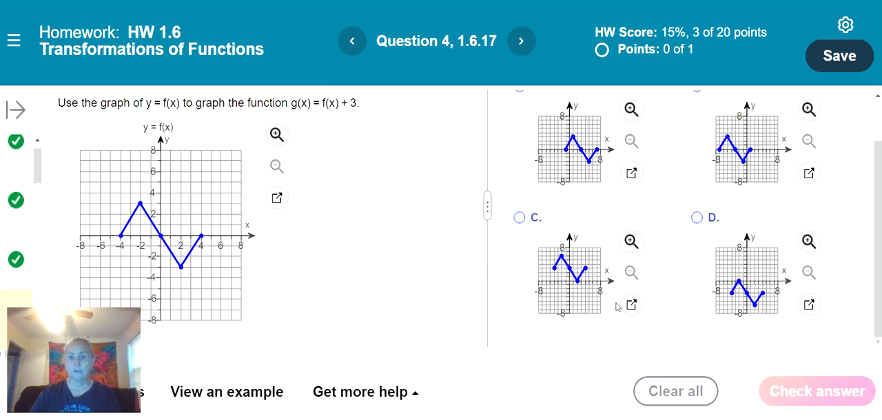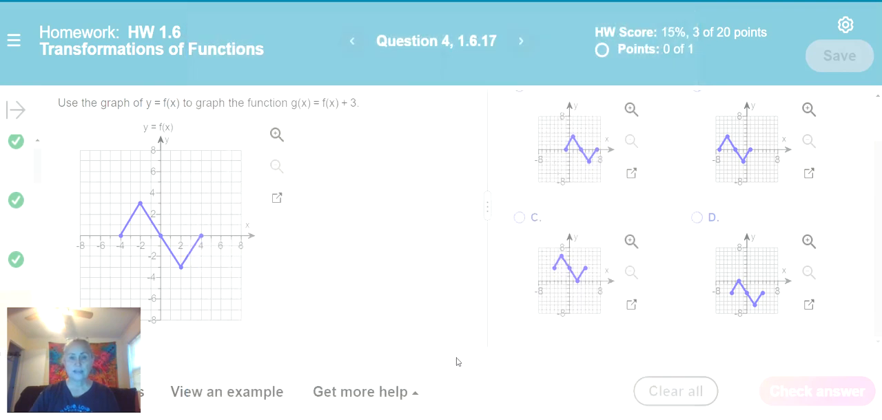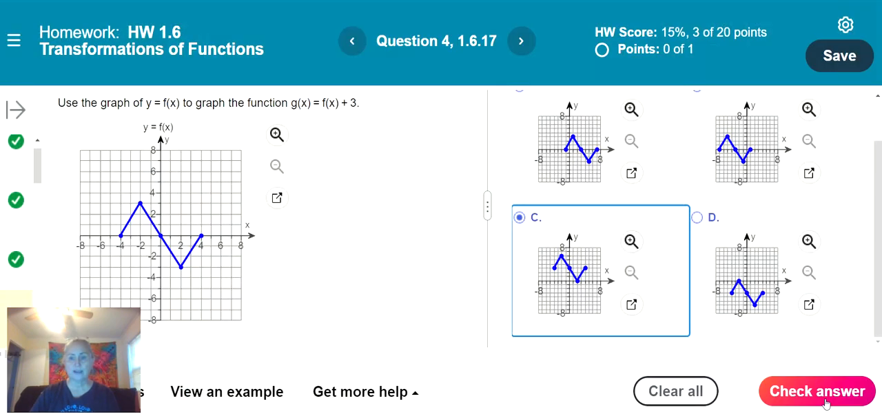So I'm going to pop out graph C. And look, same shape. Half of it on the left of the y-axis, the other half on the right, and there it is at 0, 3. So that's going to be my correct answer, graph C.